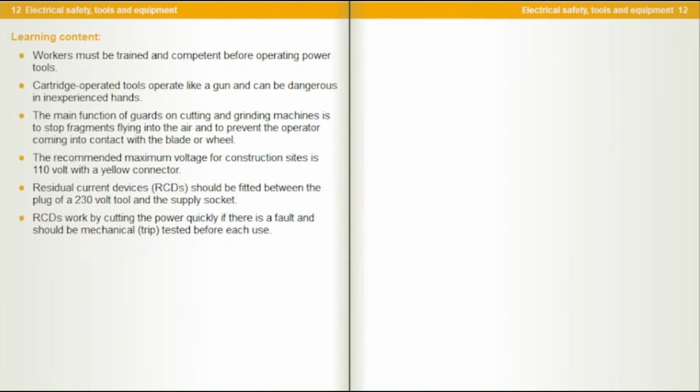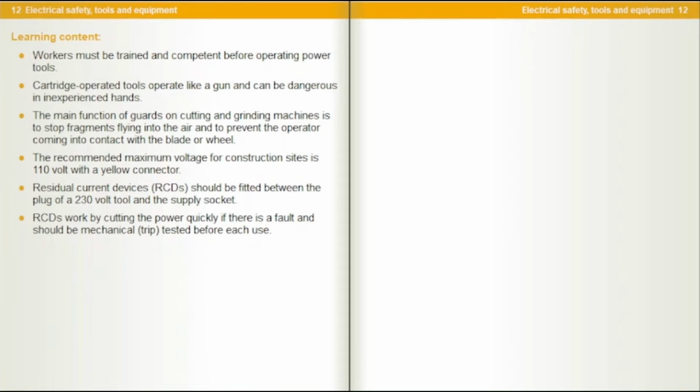Workers must be trained and competent before operating power tools. Cartridge-operated tools operate like a gun and can be dangerous in inexperienced hands. The main function of guards on cutting and grinding machines is to stop fragments flying into the air and to prevent the operator coming into contact with the blade or wheel.